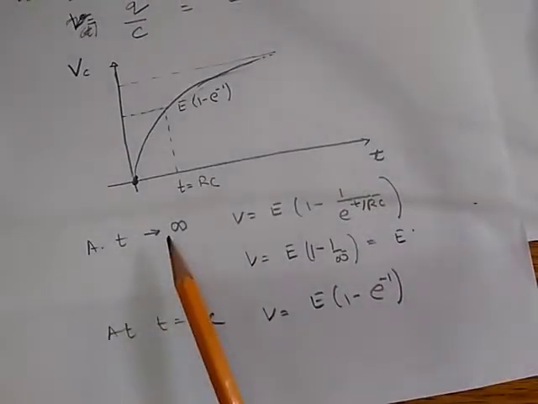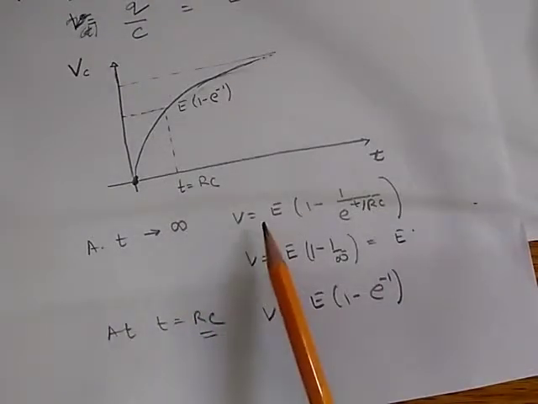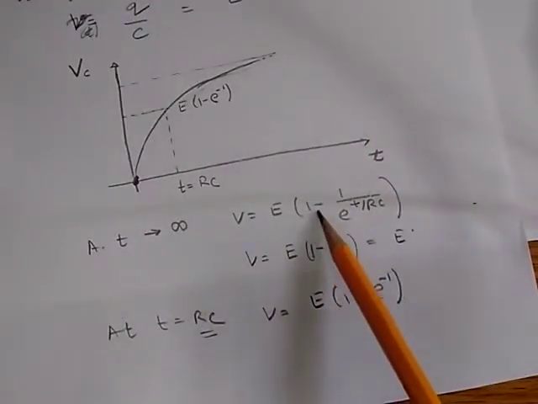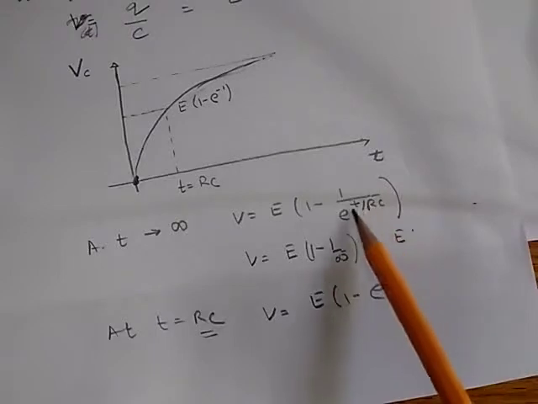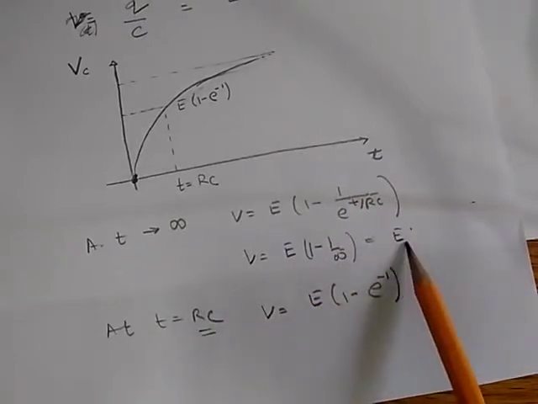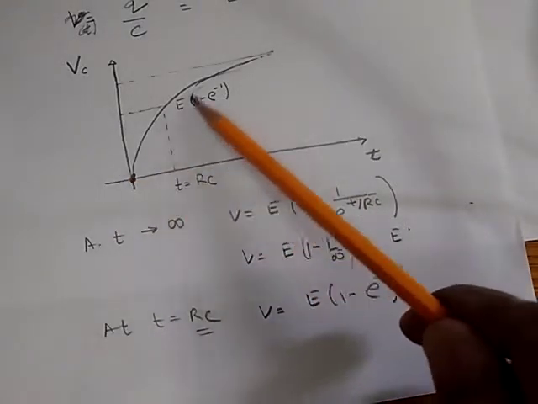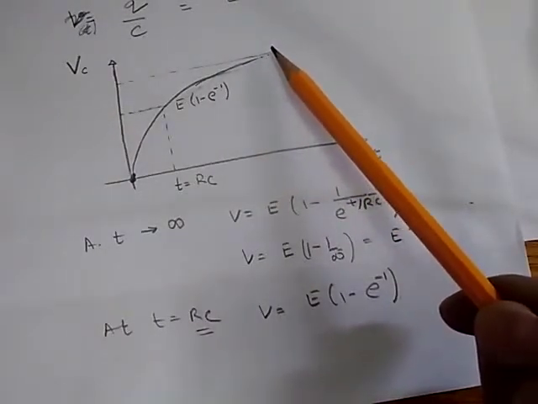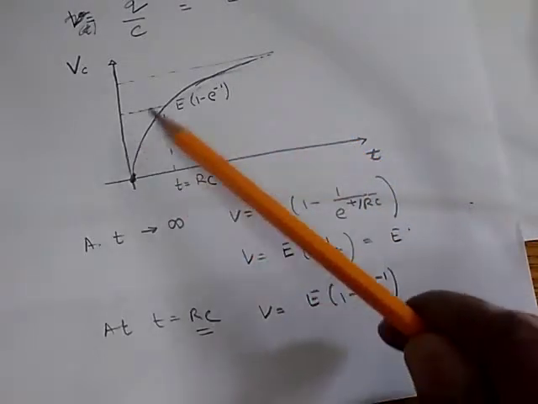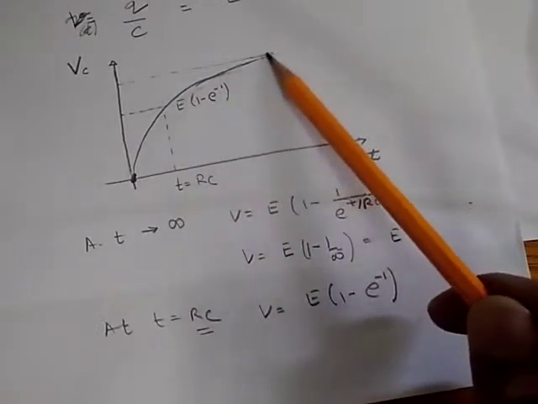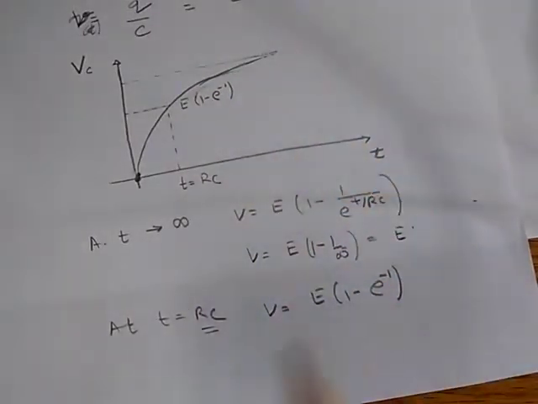Now as t goes to infinity, v is equal to, we can write it as E times (1 minus 1 upon e to the power t by RC). If t is infinity, this term becomes infinity, and 1 by infinity is equal to 0. So v becomes equal to E. And that's what it says. Eventually, the voltage on this capacitor becomes equal to the voltage of the battery. But it does not happen instantaneously. It grows fast initially and then slows down when it starts saturating.